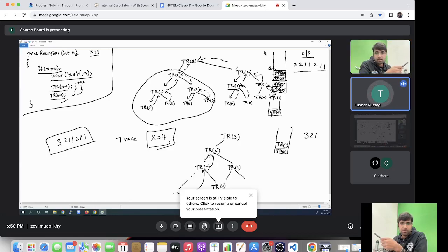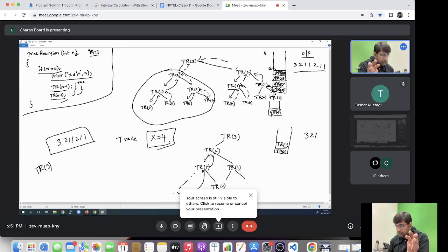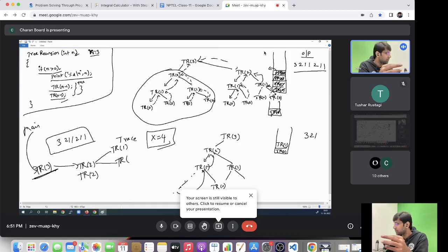Where is x used in the code? n is equal to 3, and initially tr of 3 will be executed. tr of 3 will not be called twice, because tr of 3 is called only once, from the main function. Main will be calling this tr of 3. tr of 3 is calling tr of 2 two times, and each of those will be calling tr of 1 two times. So that's why 3 will appear once.